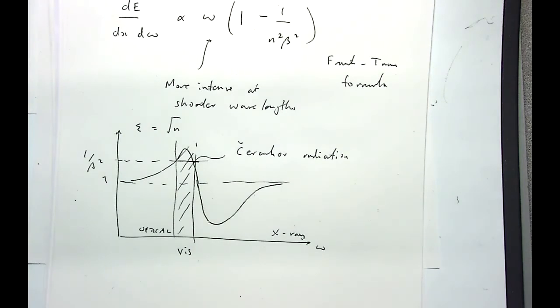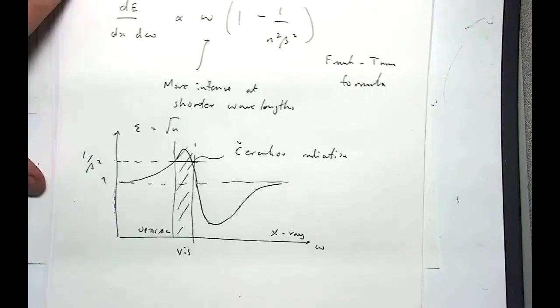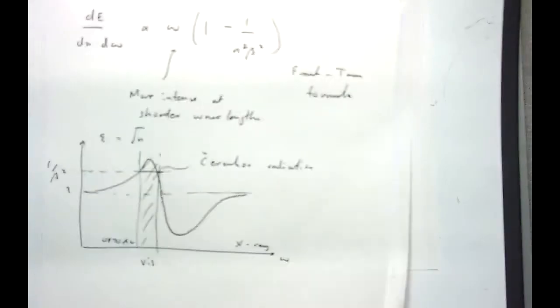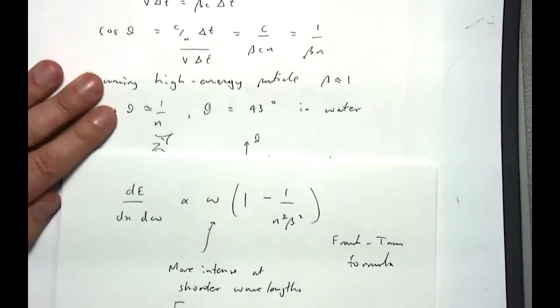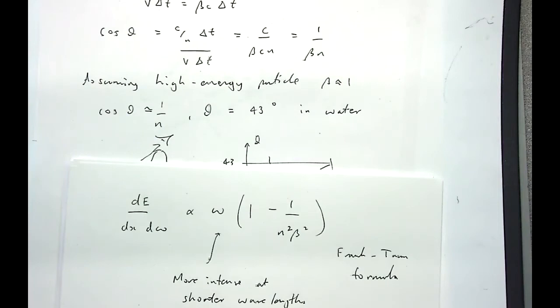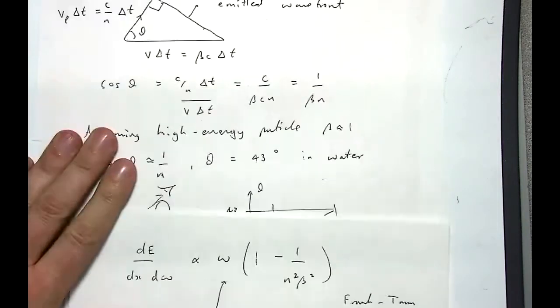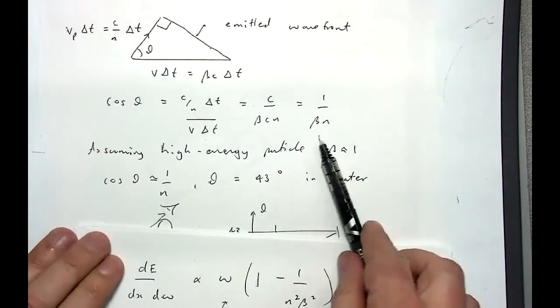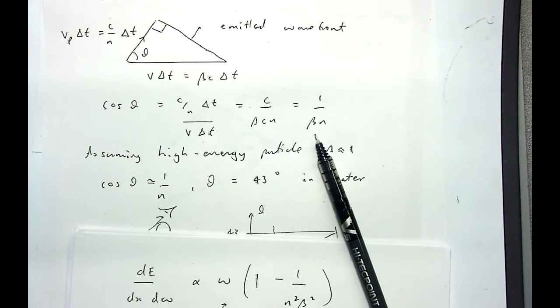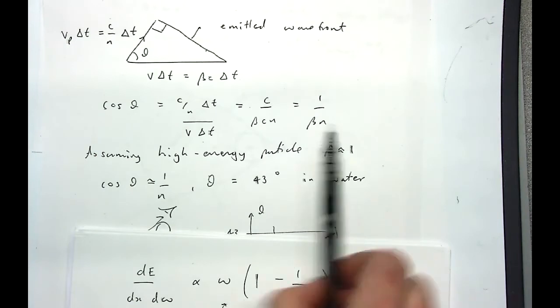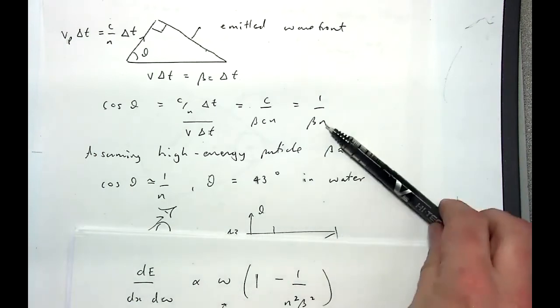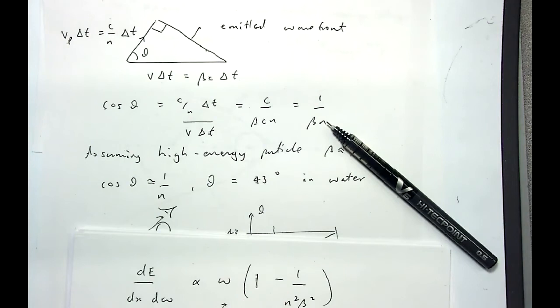So that's it. The things you need to remember about Cherenkov radiation is how to obtain the Cherenkov formula, and the important fact is that you need to have an angle with cos theta equal to 1 over beta n. That's the important fact to remember. So again, work through the examples to familiarise yourself with that.